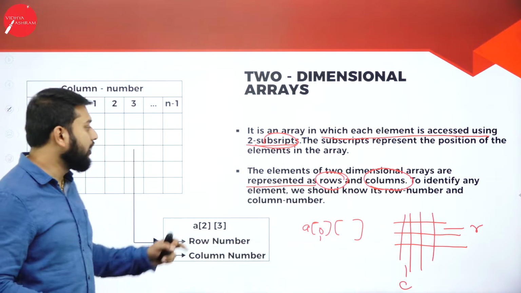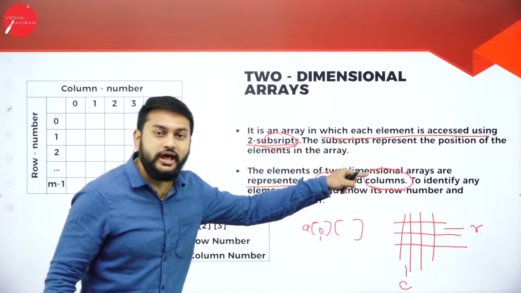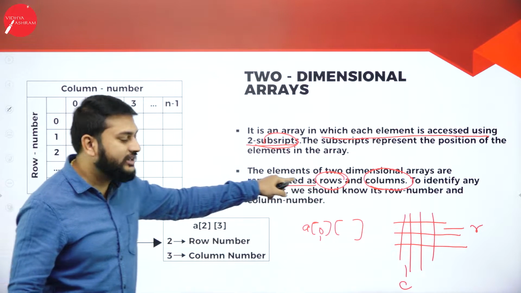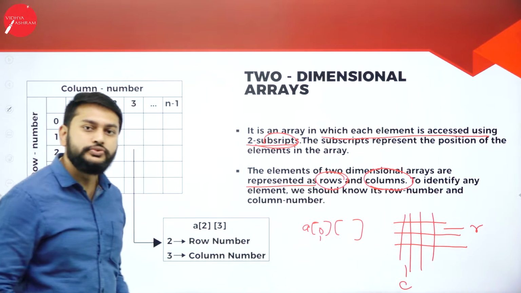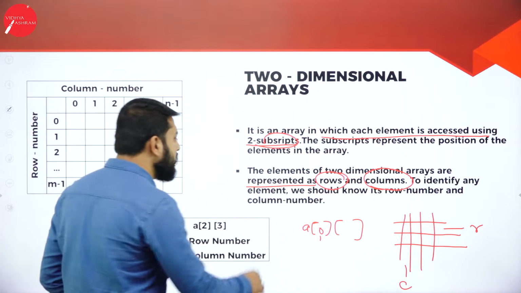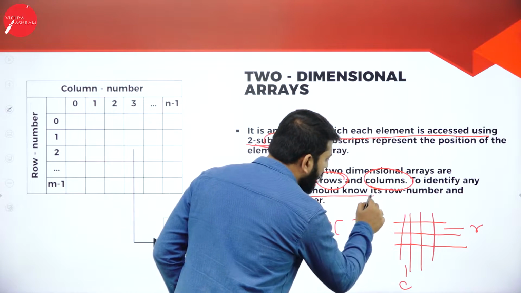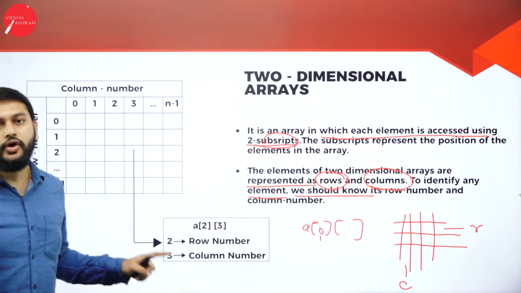So two-dimensional arrays, the elements of two-dimensional arrays are represented as rows and columns, right? So to identify any elements, we should know its row number and column number.